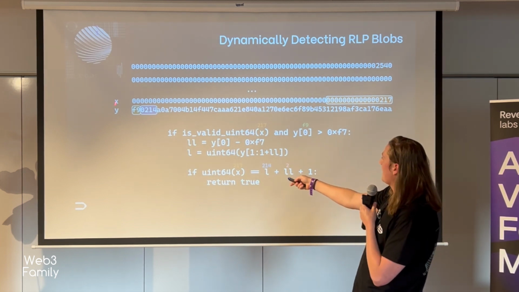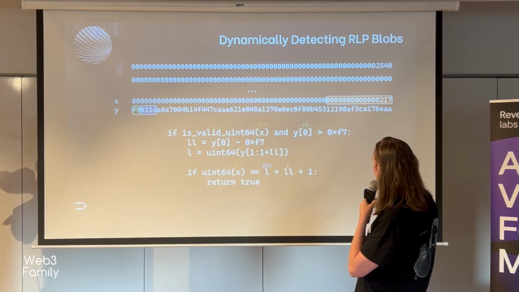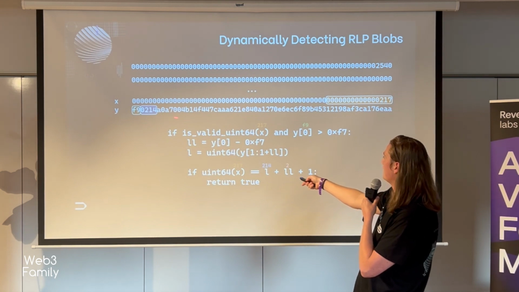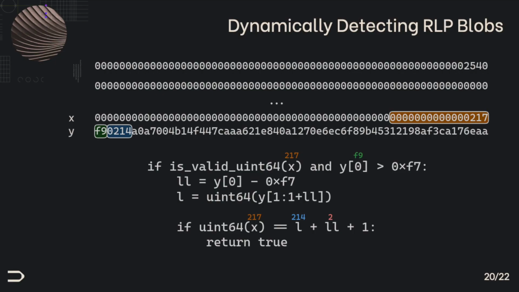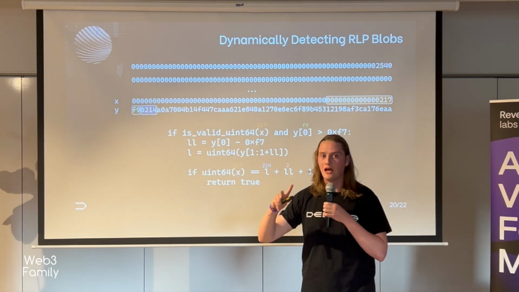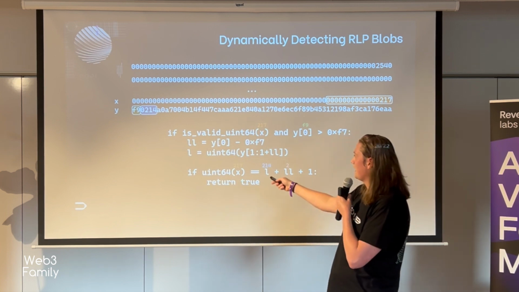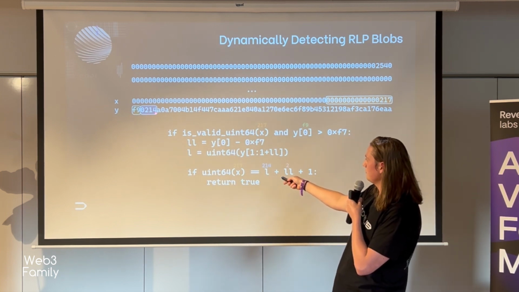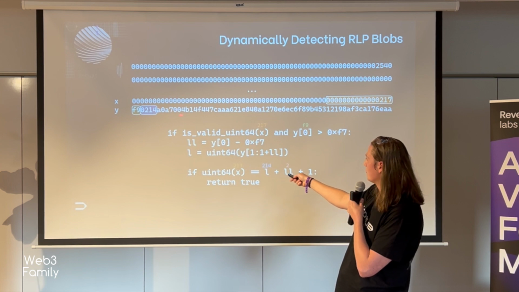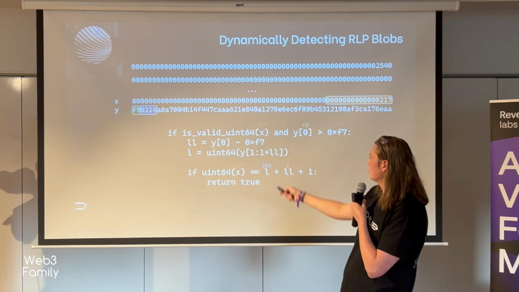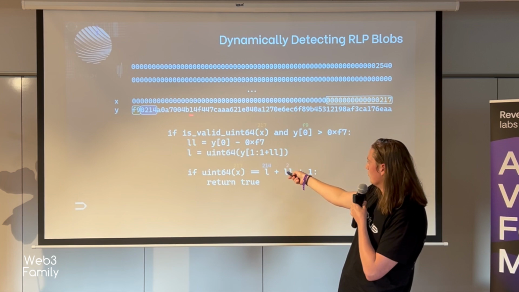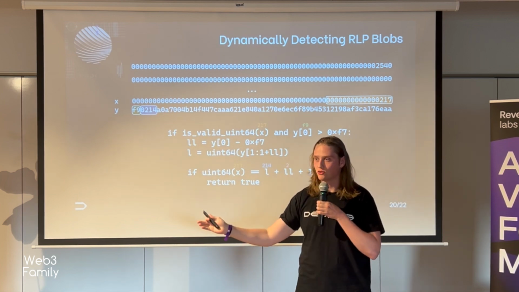So if we look at the word X here, we have 217. And if we look at the word Y here, we have the beginning of an RLP blob. This data starts with F9. That's a long list. The way you decode a long list is you subtract F7 from it, and you get 2. And what that 2 means is 2 is the size of the length field. So the next 2 bytes, 1, 2, encode the length of the rest of the data. So the rest of the data from this point onwards is 214 bytes long.